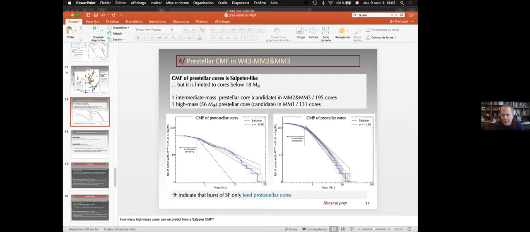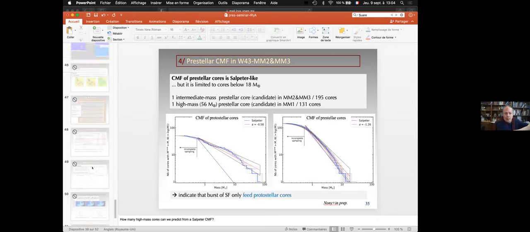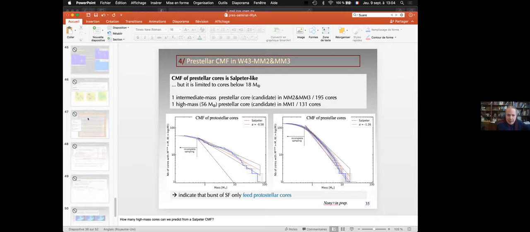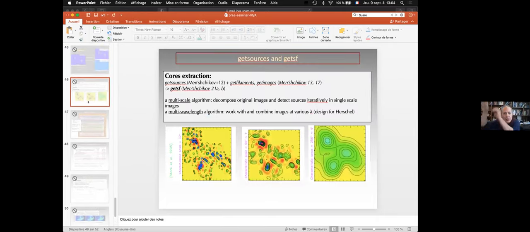You used this getsources algorithm, is that right? Yeah, well, getsources and getsf, but the same more or less. Okay, so my question is related to something that Enrique mentioned. In this code, are you, for instance, getting the mass of a large clump and then the mass of smaller clumps inside it, or is that one clump that will go in the massive bin, and then in other regions you will get different things?